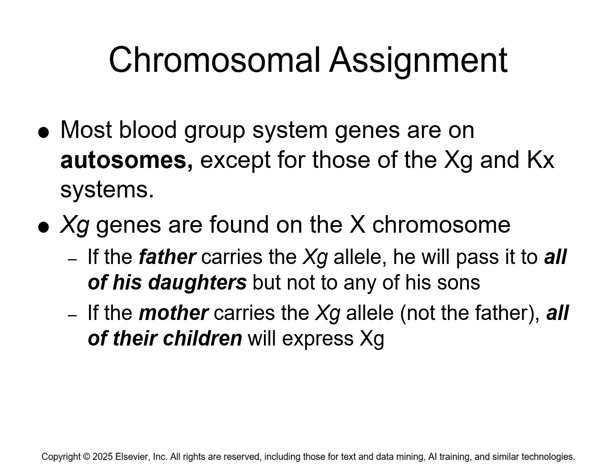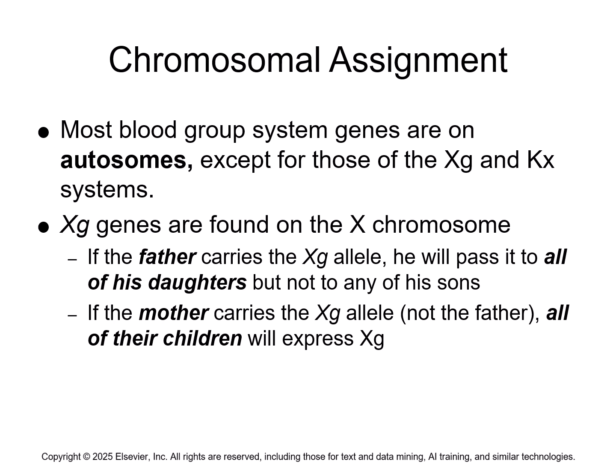Most blood group system genes are on autosomes, except for those of the XG and KX systems. Autosomes are all chromosomes other than sex chromosomes. So all of our blood group system antigens are on chromosomes other than the sex chromosomes, with the exception of XG and KX. The XG genes are found on the X chromosome.